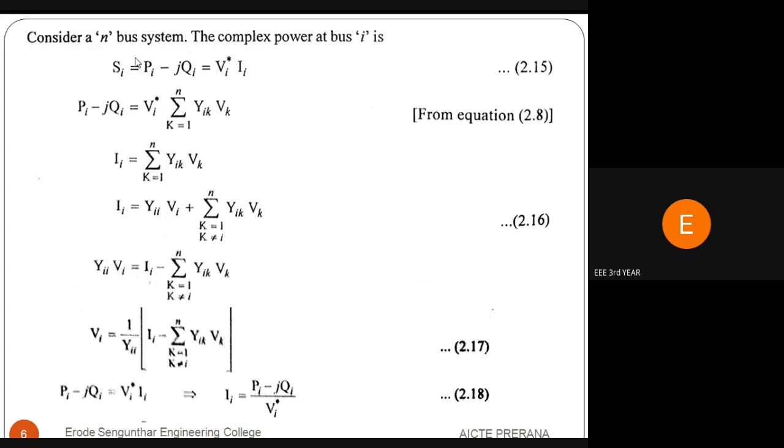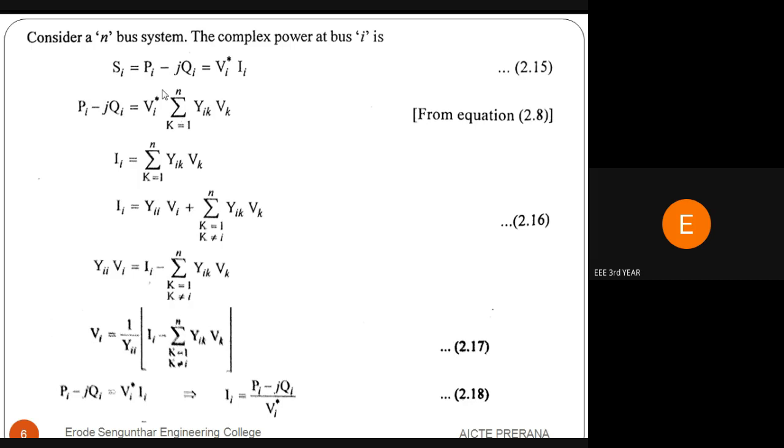Consider an n-bus system, that is, from this diagram we have to consider an n-bus system. The complex power at bus i is Si, that is, power is equal to Pi minus jQi, and we know that it equals the voltage into current, that is, Vi conjugate into Ii. Here I am just replacing the Ii value, which we have done already.